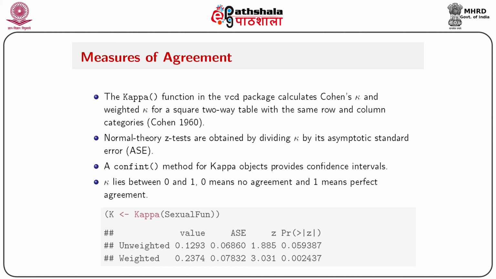So the Kappa function can be used here with the sexual fun data. Just pass the data to Kappa, where K is uppercase. So pass the sexual fun data within the Kappa function, then it will give you the measures of agreement, unweighted and weighted. The values and p values are also given, and the unweighted was not significant but the weighted values are showing significant, but the kappa value is 0.23.